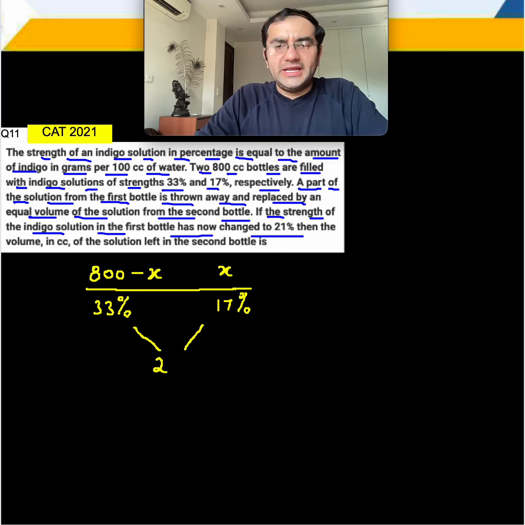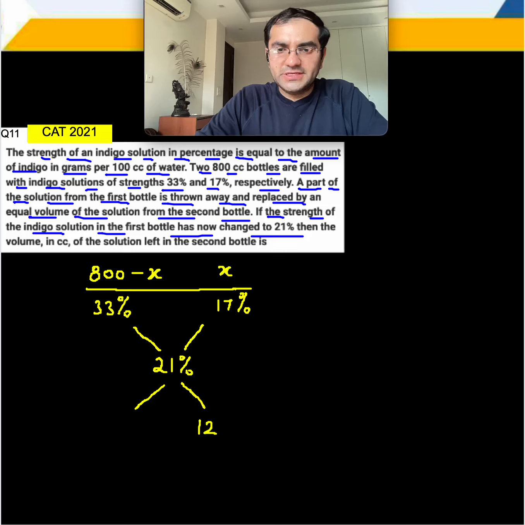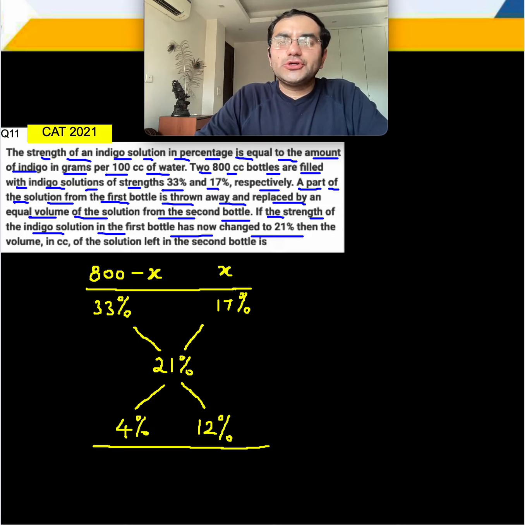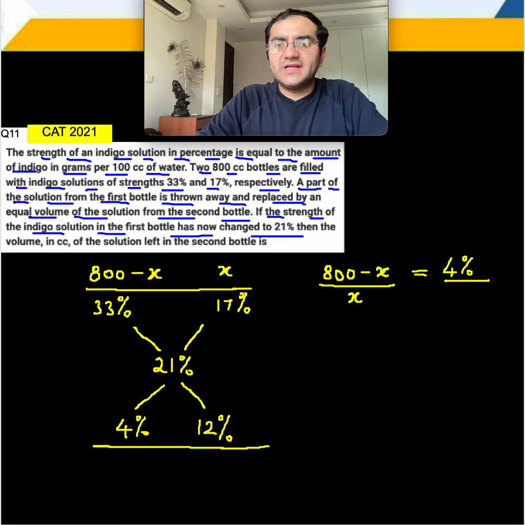This mixture in totality has 21%. Standard alligations will give us the answer. 33 minus 21 is 12%, and 21 minus 17 is 4%. Finally, ratio of terms, 800 minus x upon x is 4 upon 12, that's 1 upon 3. This gives the value of x as 600.